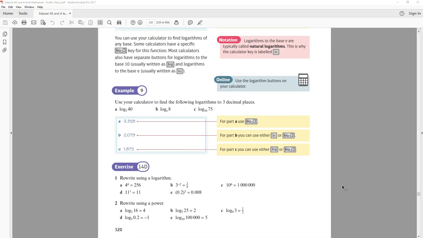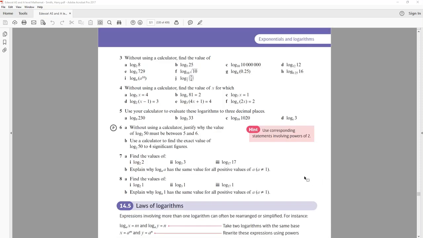Some questions for you. In your maths book, page 320, exercise 14D. It's going to be a quick exercise, so attempt all questions. So, good.